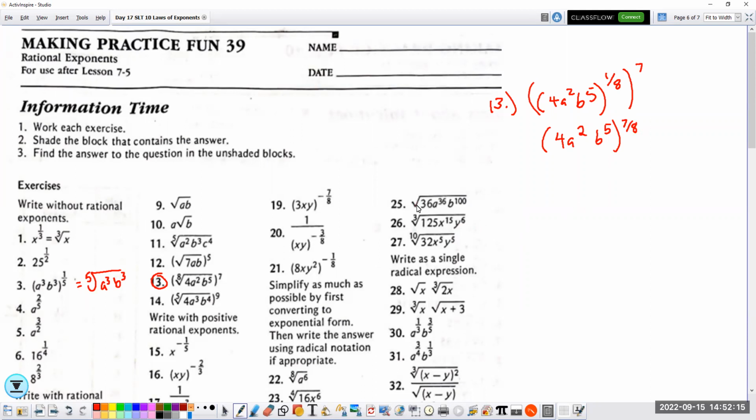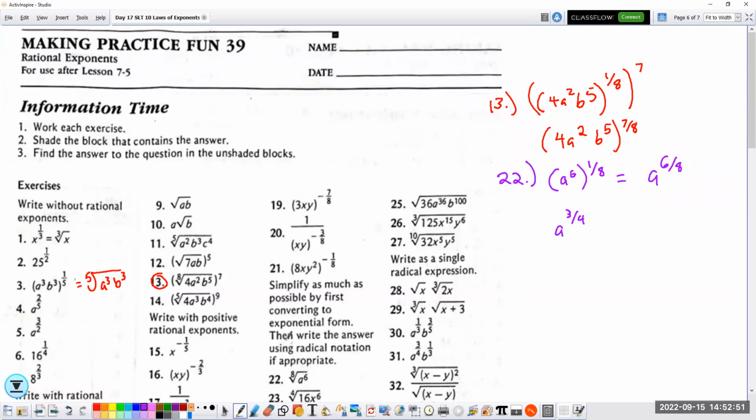Another question that's asked about a lot is number 22. Let's take a look at that one. Number 22, the directions say simplify as much as possible by first converting to exponential form, then write the answer using radical notation if appropriate. So I see I have the 8th root of a to the 6th. So I'm going to make that a to the 6th to the 1/8 power. Power to a power we multiply, so that gives me a to the 6 over 8. Now I can reduce this fraction 6 over 8. It reduces to 3/4.